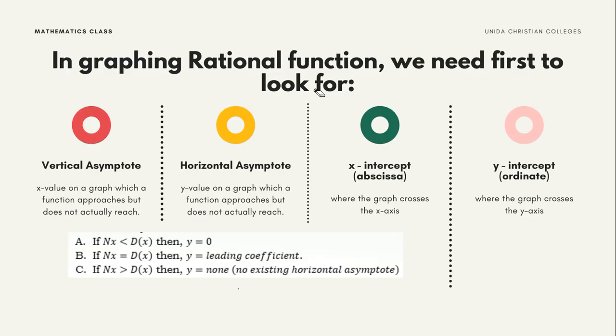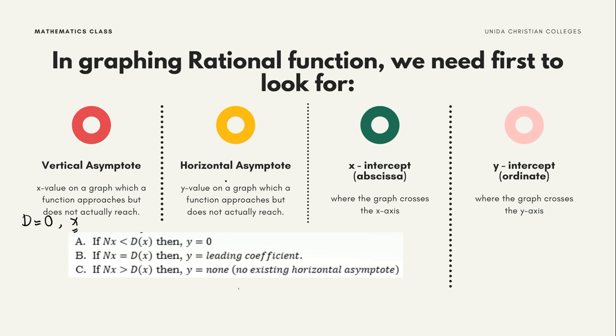In graphing rational function, we need first to look for the following. First is vertical asymptote, second horizontal asymptote, third x-intercept, also known as abscissa, fourth is y-intercept, also known as ordinate. So let's start with the vertical asymptote. How can we solve for the vertical asymptote? We will let our denominator be equal to 0, and then after that, we will solve for the value of our x.